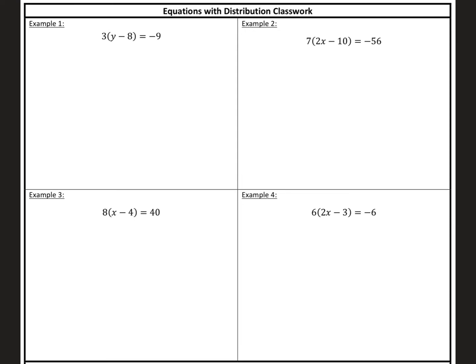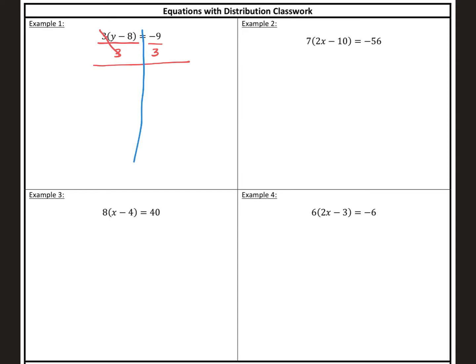We have 3 times y minus 8 equals negative 9. So I need to get rid of that 3. Right now I know that 3 is being multiplied by everything in parentheses. So to undo that, I'm going to divide both sides by that number out front, which is 3. This means that my 3 cancels.